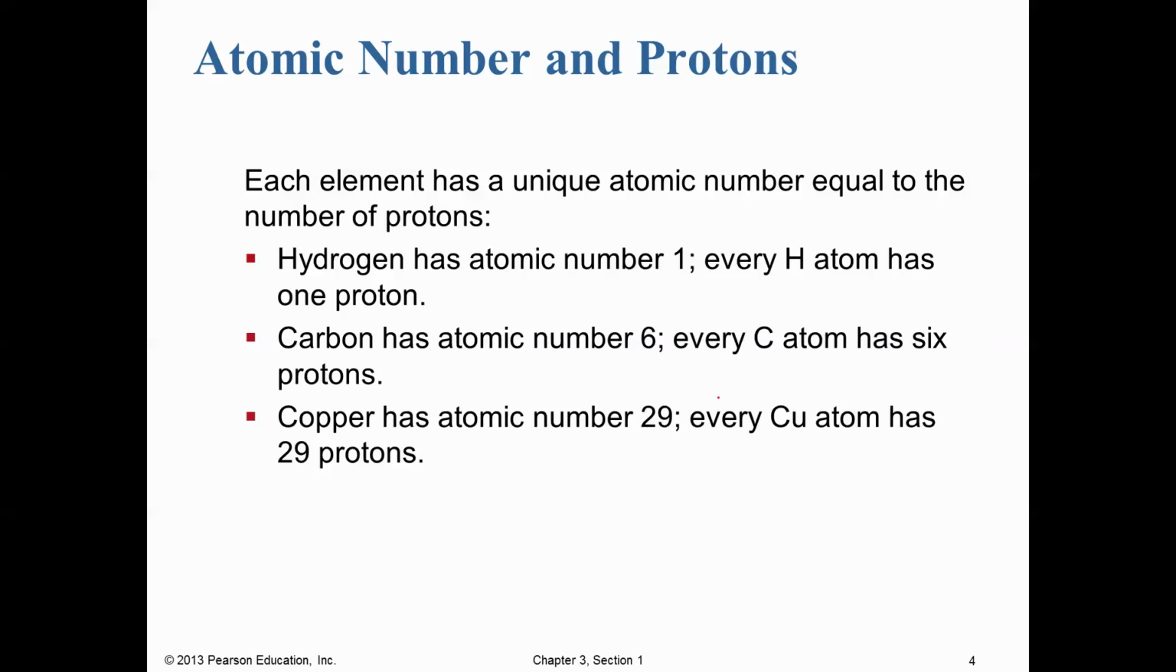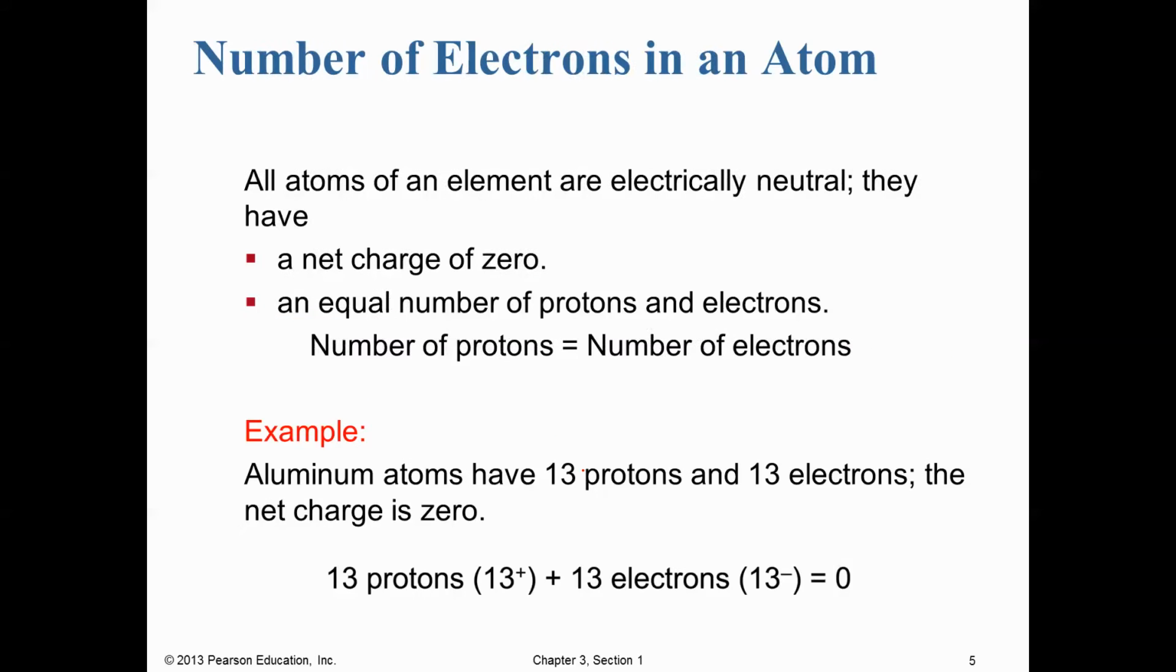So, for example, hydrogen has atomic number of 1, which means every atom of hydrogen has to have 1 proton. If we have more than 1 proton, it'd be a different atom. Similarly, carbon has atomic number of 6. That means that every single atom of carbon must have 6 protons. If it has more or fewer, it's a different atom. And you guys are pretty sharp, so I'm sure you're getting the trend by now.